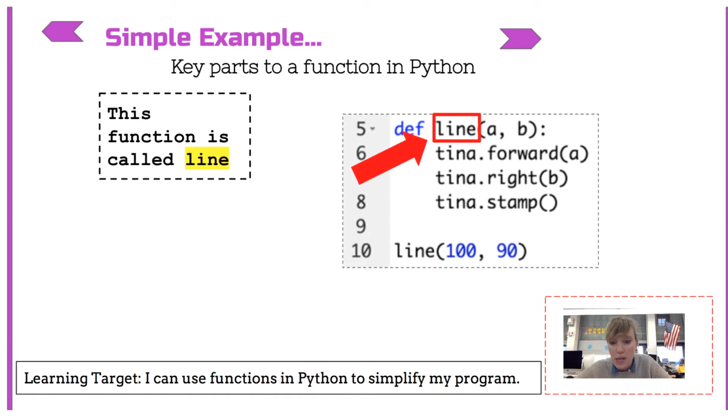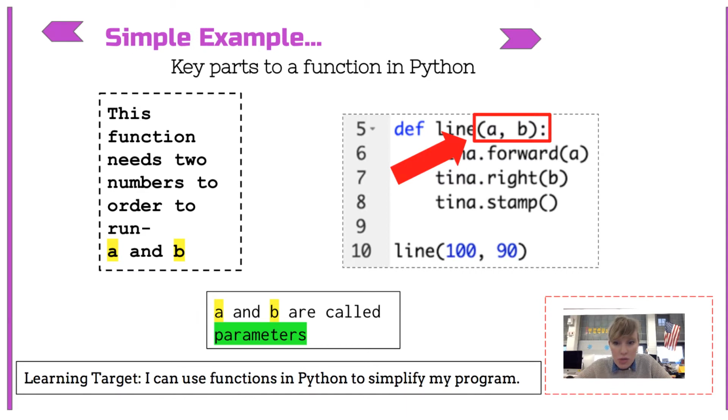Then there's a space in between, and the word that comes next is the name of the function. You can name it anything you want, but it's going to follow the same naming guidelines as a variable. You can't start with a number. You can't have spaces in it. You can have a number inside of it, just can't start with one. And there can't be spaces, but you can use underscore to separate words, okay?